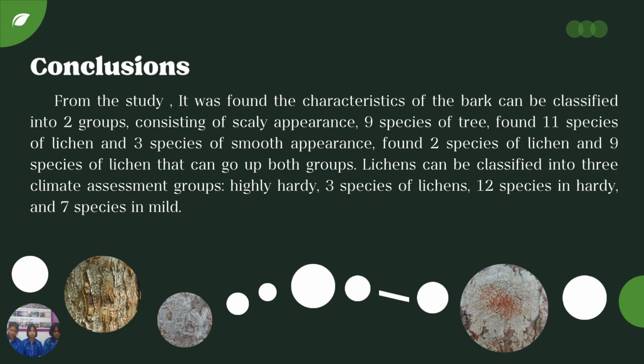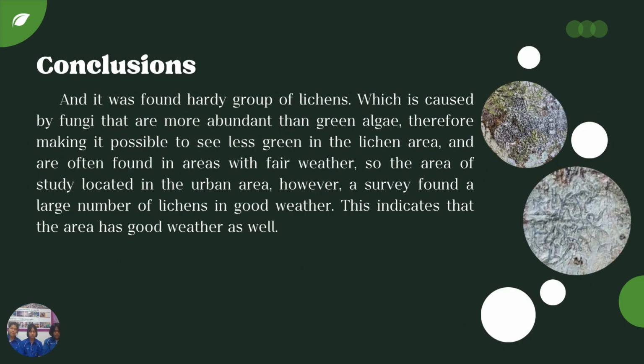Lichen can be classified into 3 climate assessment groups: highly hardy, 3 species of lichen; 12 species in hardy; and seven species in mild. It was a highly hardy group of lichen, in which fungi are more abundant than green algae, therefore making it possible to see less green in the lichen, and they are often found in areas with fair weather, so the area of study is located in an urban area.